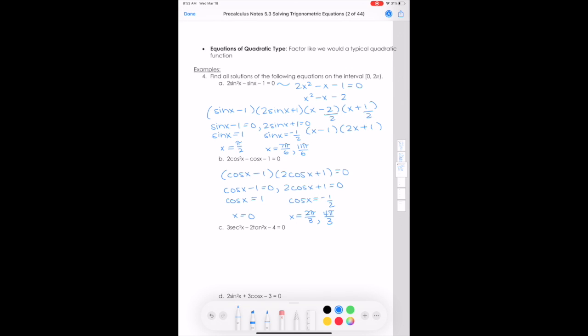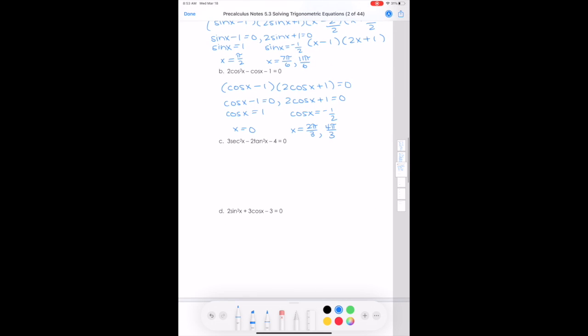Letter C is a little different because I have a secant squared and then a tangent squared, so I want to get those as the same base, like I want it to both be secant or I want them to both be tangent. I decided to change tangent into secant, but it would have worked either way using one of those Pythagorean identities. So go ahead and plug in that identity, distribute that negative 2, and combine your like terms before you go any further.